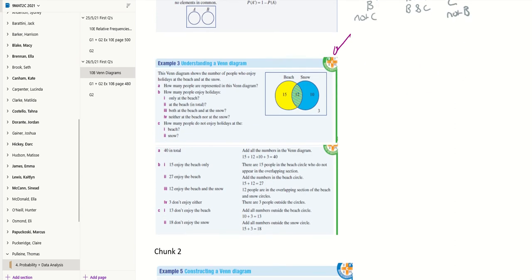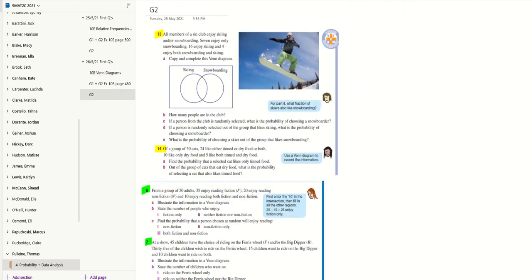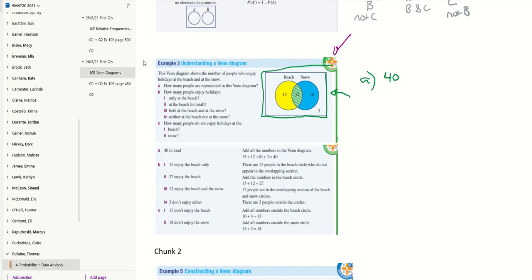Okay, so down here is a question. Let me go to green. This question is giving us a Venn diagram and asking us various questions. The first question, A, is asking us, how many people are there in total? Now the total is everybody inside this rectangle. So I've got 15 plus 12, 27, plus 10, 37, plus 3 is 40. So for question A, how many people are represented in this Venn diagram, the answer is 40.